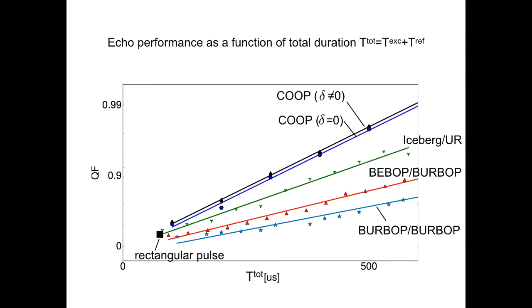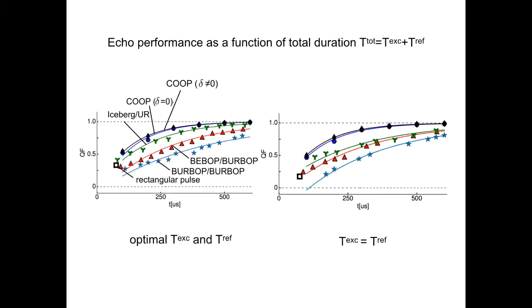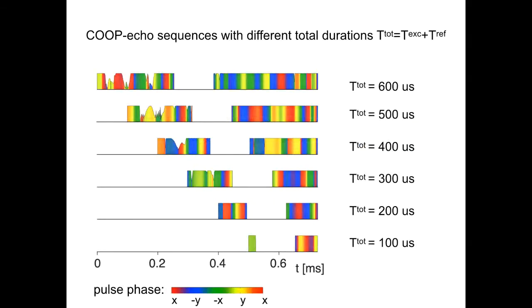And so here's again the performance: here's the rectangular pulse, here the universal rotation pulses, there are point-to-point pulses, ISBEC pulses, and this is the performance of these cooperative pulses, either with delta equals 0, or you gain a little bit if you shift the echo slightly. Same thing, just with a different scaling.